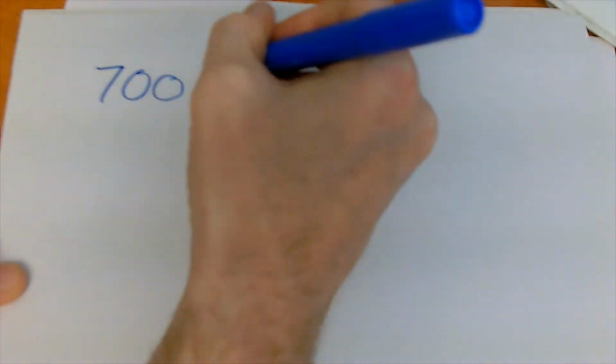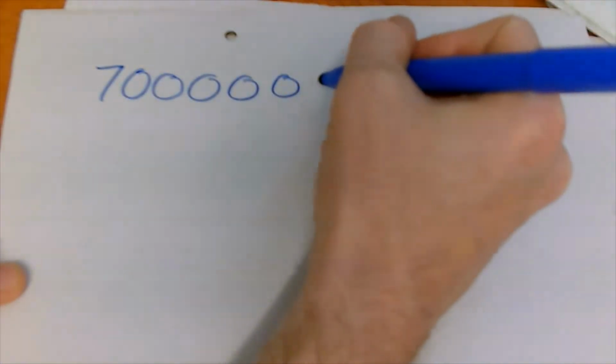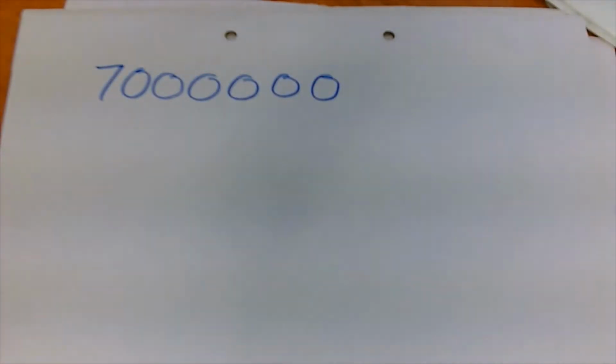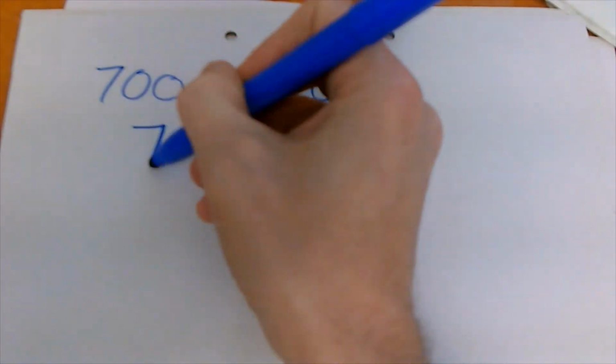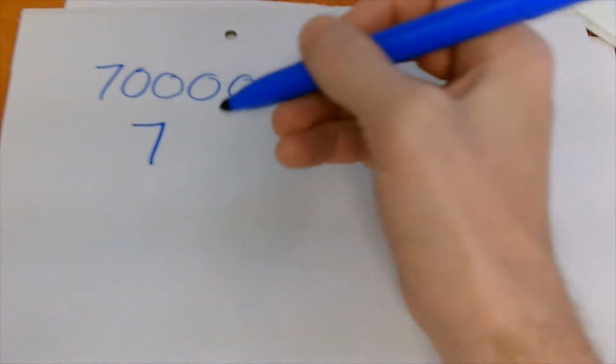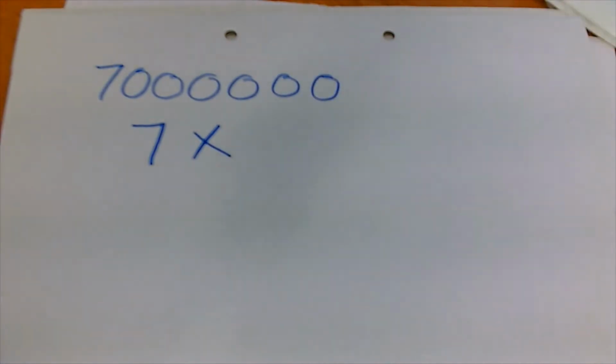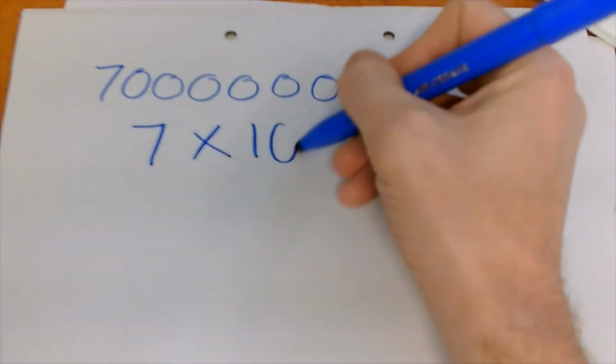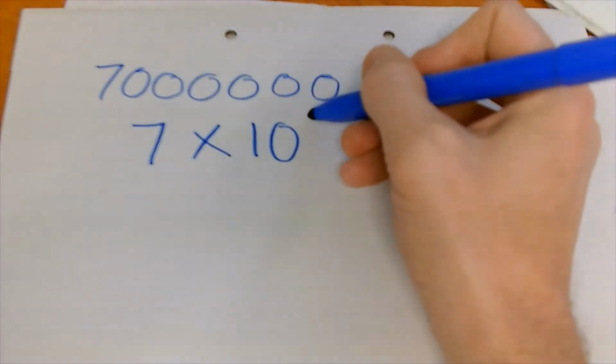Okay, so I'm going to write a number down on a piece of paper, and I want you to tell me how you would write this number in standard form. Okay, so that number says 7 million. How would we write that down in standard form? So it would have to start off with a 7, and then it would be multiplied by 10 to the power of 6.